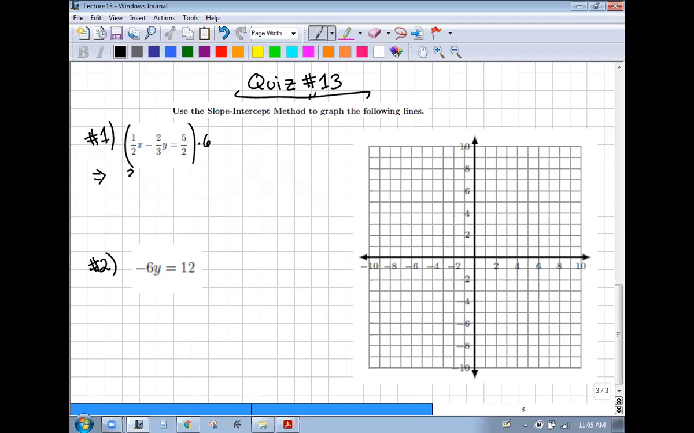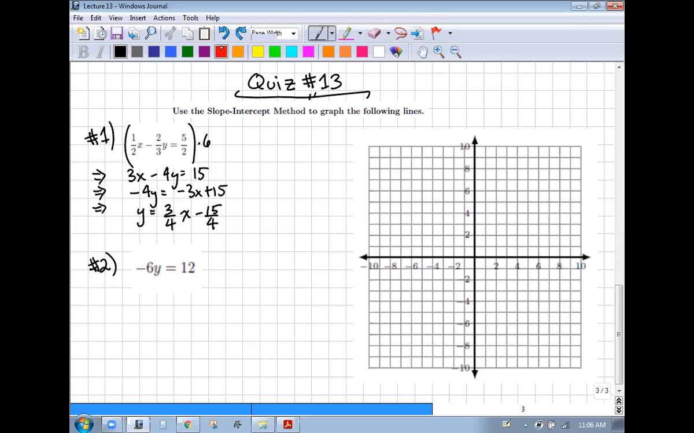And that will give us 3x minus 4y equals 15. Now we'll subtract 3x from both sides. And now we can divide everything by -4. So now we have it in y equals mx plus b form. Our b here is -15/4.